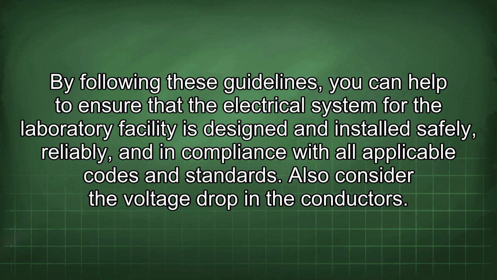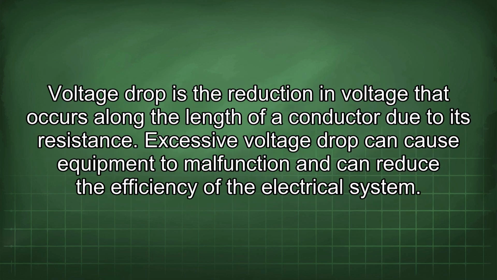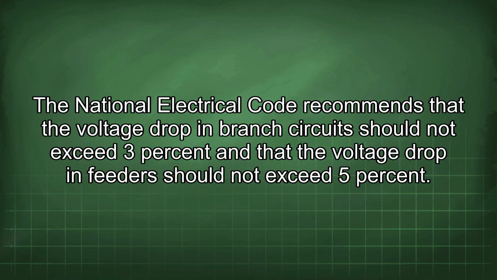Also consider the voltage drop in the conductors. Voltage drop is the reduction in voltage that occurs along the length of a conductor due to its resistance. Excessive voltage drop can cause equipment to malfunction and can reduce the efficiency of the electrical system. The National Electrical Code recommends that the voltage drop in branch circuits should not exceed 3% and that the voltage drop in feeders should not exceed 5%.